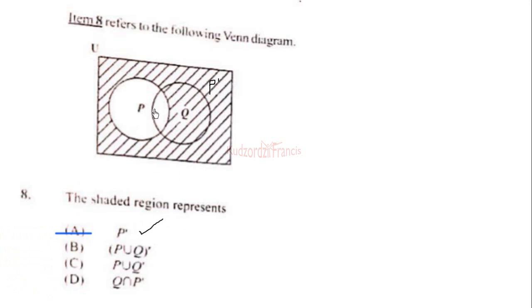So let's clear out this and see something. This is another way you can look at it. Clear up this, then the remaining region outside here is all P prime. So the correct choice is option A.